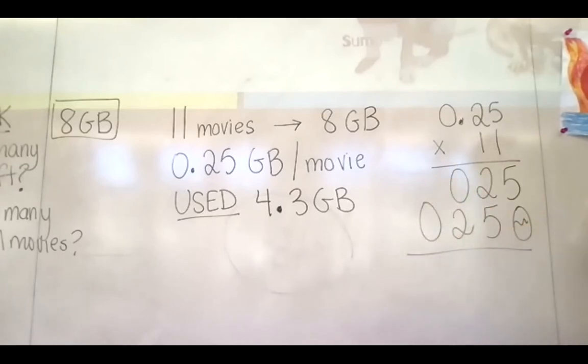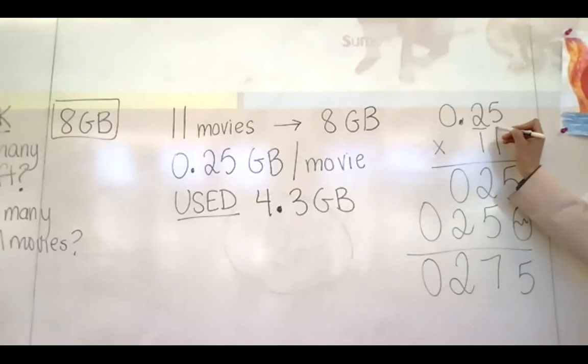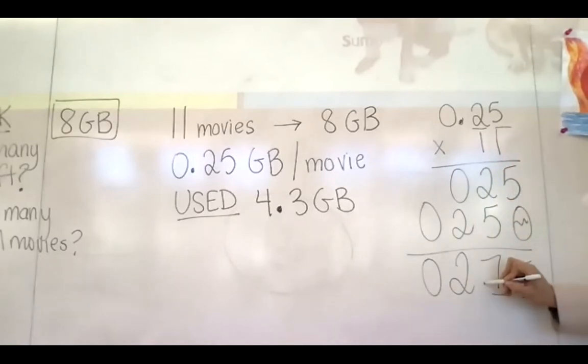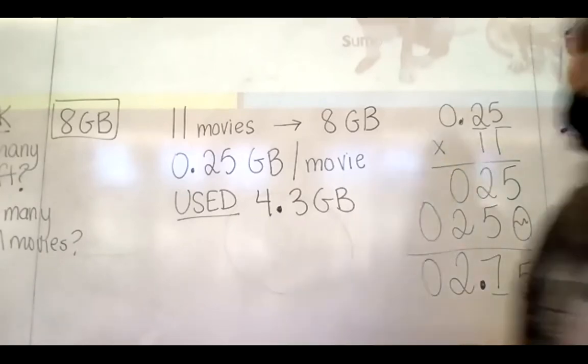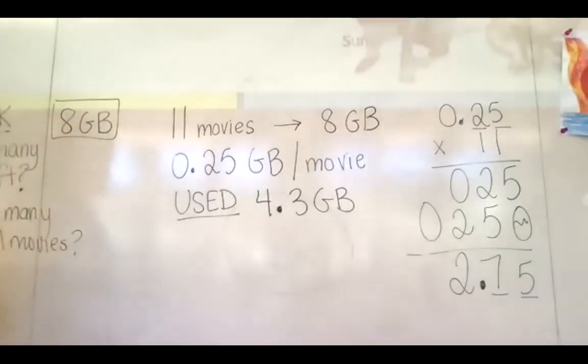Now let's add our partial products. 5, 7, 2, 0. And now we need to worry about that decimal point. How many decimal places are there? 1, 2. Our decimal point goes between the 2 and the 7. I'm going to drop the 0 because it's not going to change or affect my answer at all.